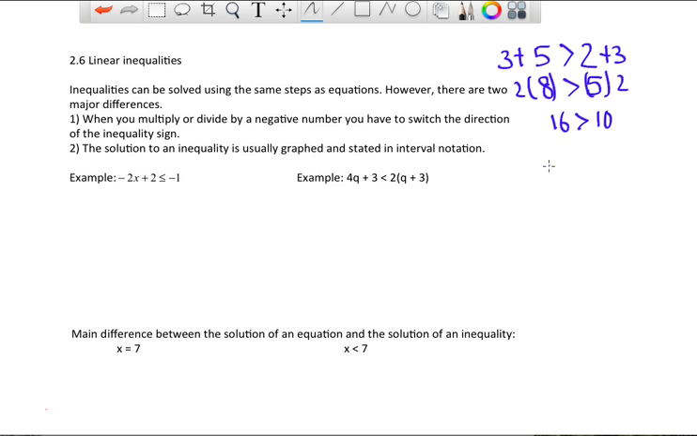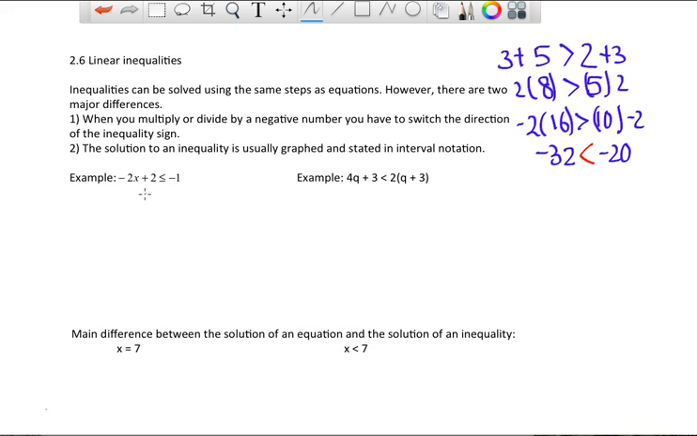Okay, but where you have to watch out is when you do this with a negative. So let's say I multiply by a negative 2 on both sides. I get a negative 32 and I get a negative 20 here. But if I just kept this, I would be saying that negative 32 is greater than negative 20, and that's not true. So to correct that, you switch the direction of the inequality. So this is correct: a negative 32 is less than a negative 20. So we switch the inequality sign to keep a true statement.